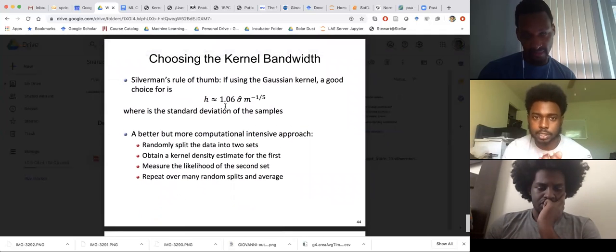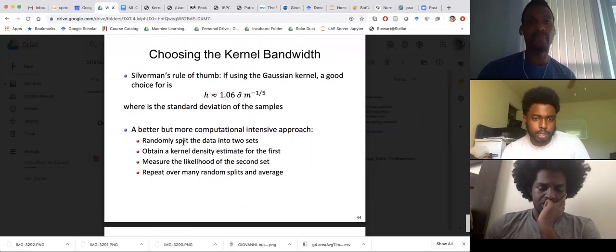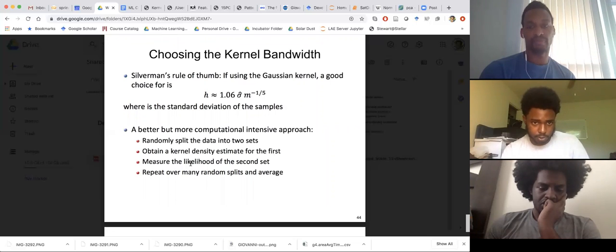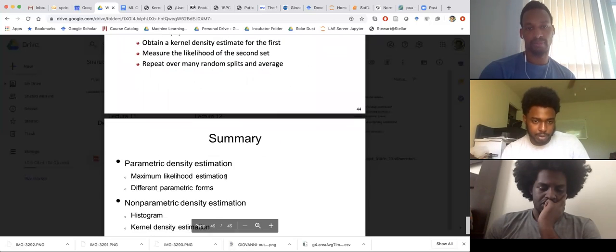So I guess again, I think choosing the kernel bandwidth, there's a rule of thumb. You'd probably use this if we're going to use a Gaussian kernel. I think most people are going to use a Gaussian kernel. I guess there's a more computationally intensive approach. Split the data in 2 sets, kernel density estimate for the first, measure the likelihood of the second set, repeat over many random splits and averages.